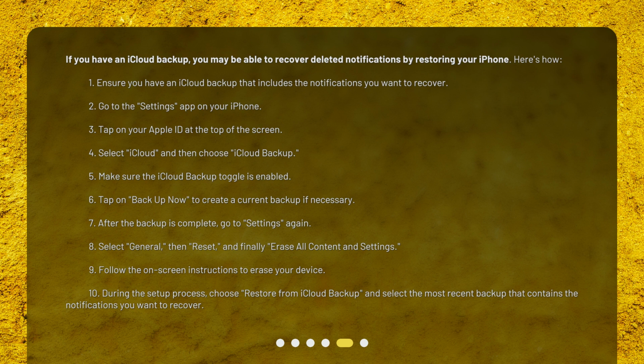7. After the backup is complete, go to Settings again. 8. Select General, then Reset, and finally, erase all content and settings. 9. Follow the on-screen instructions to erase your device. 10. During the setup process, choose Restore from iCloud Backup and select the most recent backup that contains the notifications you want to recover.